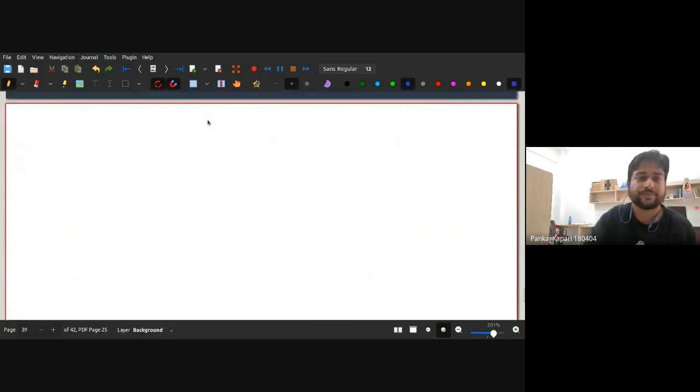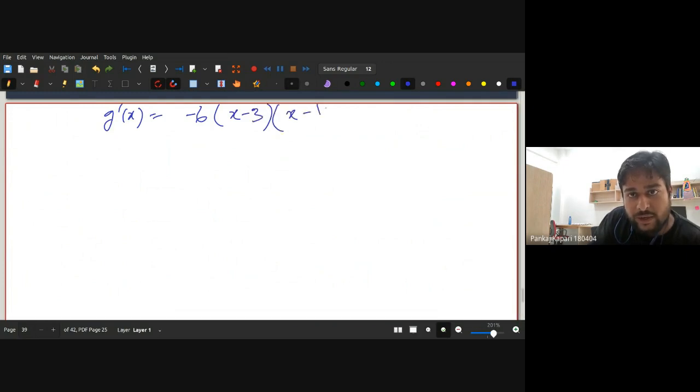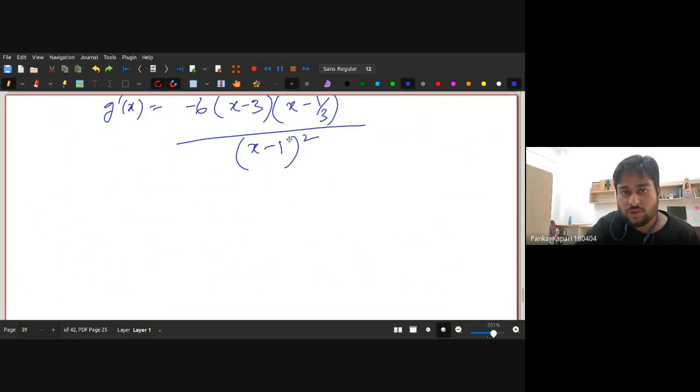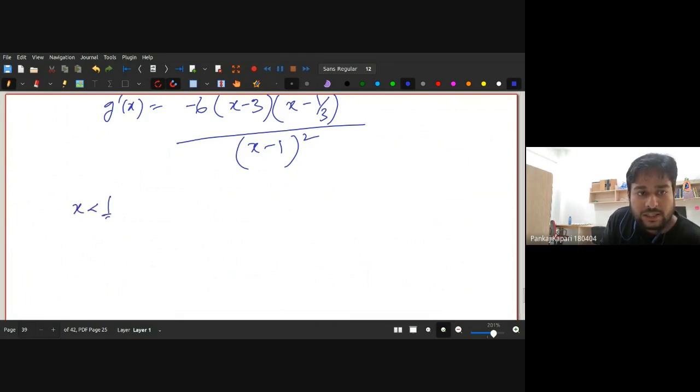Okay, so again for convenience, let's write what the derivative is. It is −6 times (x − 3)(x − 1/3) divided by (x − 1) whole square. In the denominator we always have a positive sign. And outside, this −6, we have a negative sign. So we have to check the sign of these two linear factors, x − 3 and x − 1 by 3, near 1 by 3. Okay, so what will happen if x is less than 1 by 3?